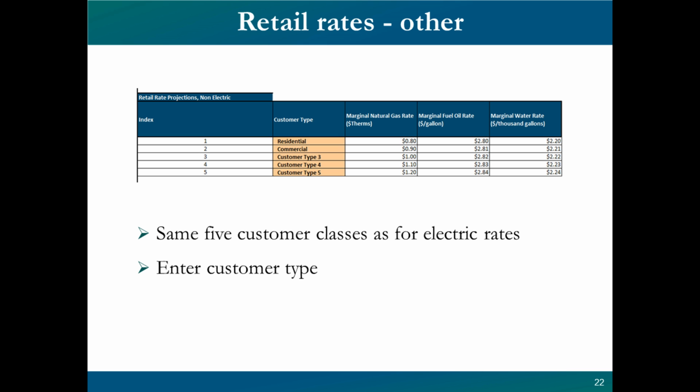Similarly, the retail rates can be entered for natural gas, fuel oil, and water in the same initial inputs tab for up to 5 different customer types.